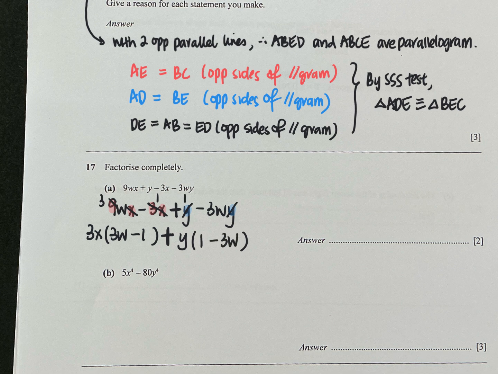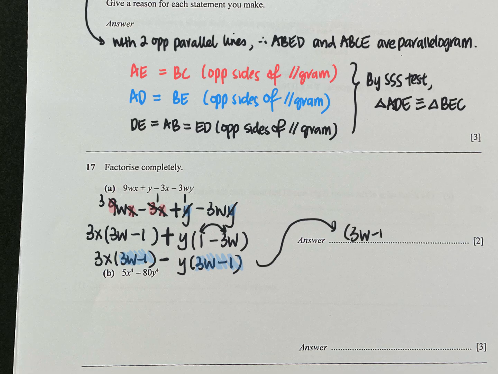Okay, if you have same but different, you must flip. When you change this, flip the sign in front. So this one becomes minus when you change their direction. So once they are exactly the same, now you can take out the 3w minus 1. So when you take out, it becomes 3w minus 1, 3x minus y.